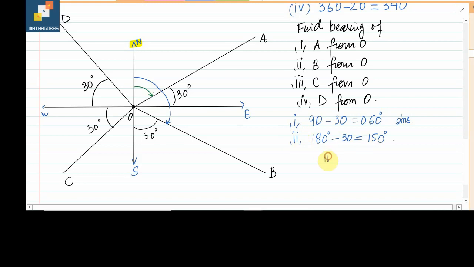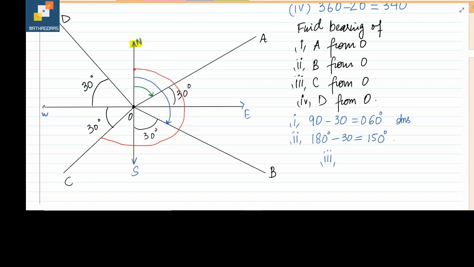Moving on to the third part. It says C from O. C from O, again the same strategy, right? The first point remains same, that you need to highlight the angle, right? So starting from the north until the line C. So let's travel from the line. Did I reach the point C? No. No. Yes. But the same scenario.